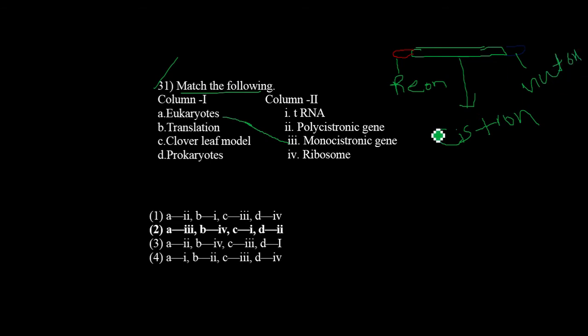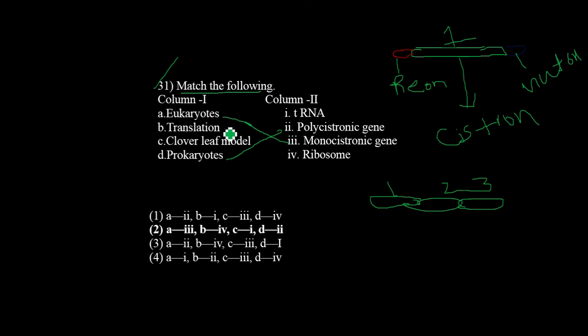Cistron is a functional unit of gene. This cistron will form the protein. How many cistrons are there in eukaryotic gene? One only. But if you see, the prokaryotes contain more than one cistron. Hence, the gene in prokaryotes is called polycistronic gene. Here D, they are given prokaryotes that contain polycistronic gene, means they contain more than one cistron. Example, the lac operon is also one type of gene of prokaryotes, which contains 3 structural genes. Structural genes are nothing but cistrons. 3 cistrons are present in the lac operon, which belongs to polycistronic gene.